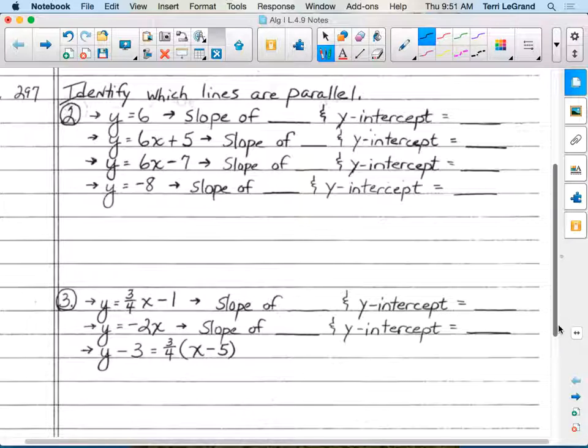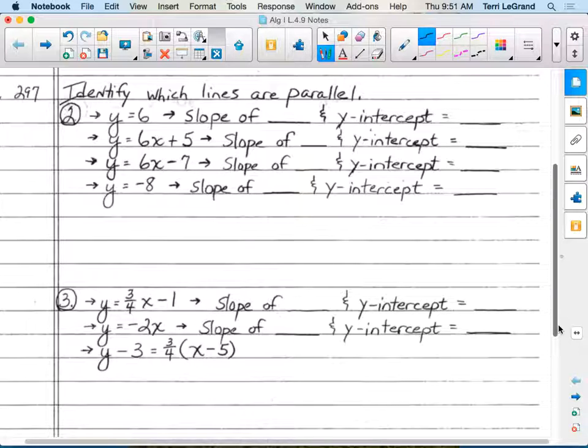What kind of slope does a horizontal line have? 0 slope, which means that m is 0. If you put 0 in for m, what is 0 times x? I don't care what x is. What's 0 times x? It's 0. And 0 plus 6 is 6.